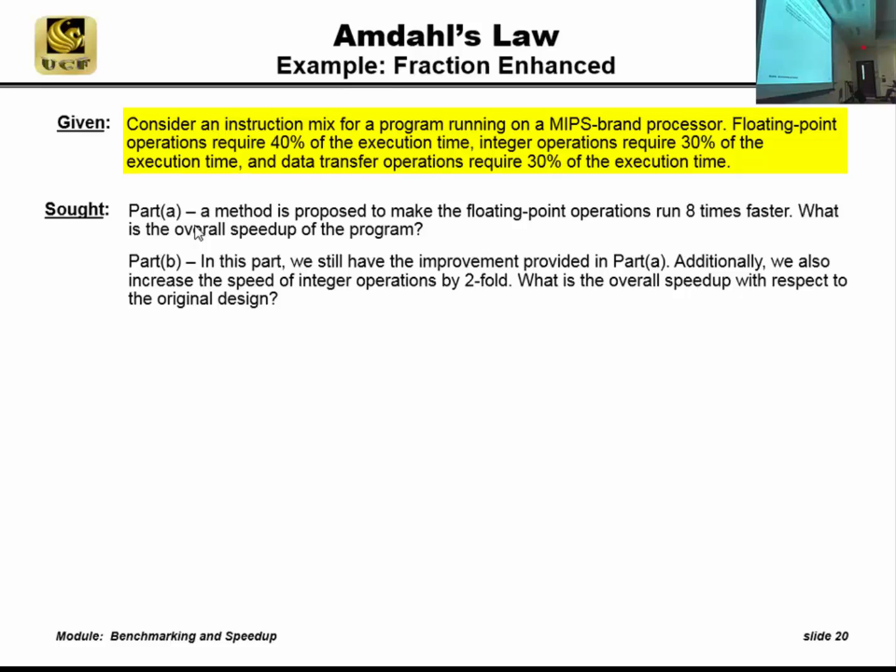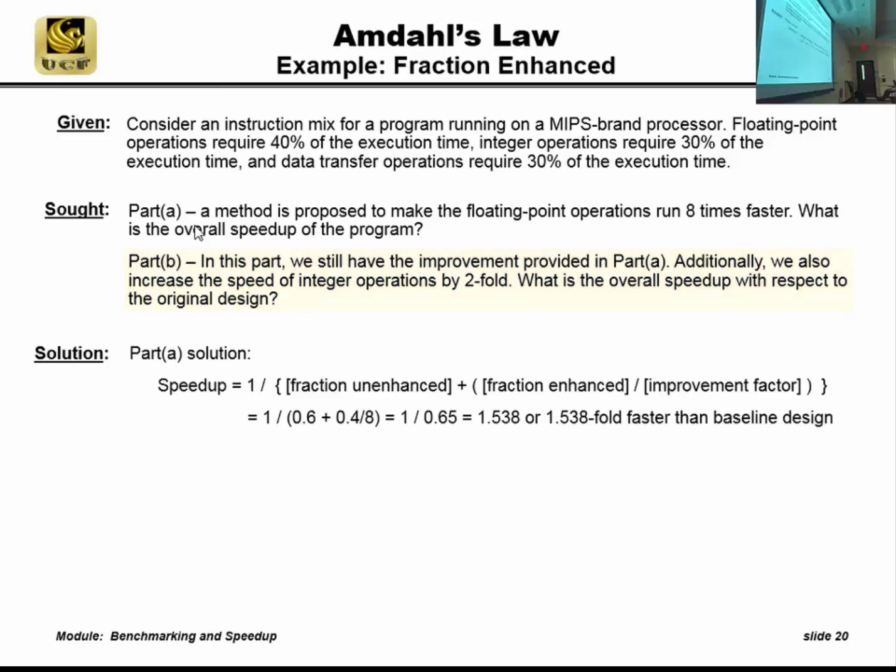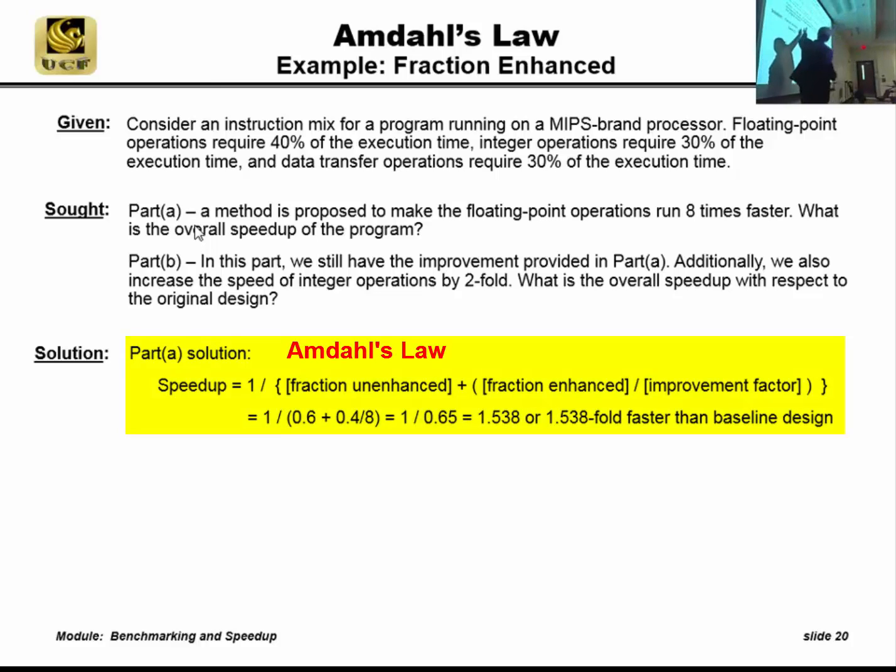So here's another example. This is a good one. We have a MIPS processor. Floating point is 40%, integer 30%, data transfer 30%. These are different instruction classes. They have a different number of clock cycles. Which one do we want to speed up? We already saw some examples of doing this in the previous module. In part A, this method is proposed to make floating point 8 times faster. What's the speedup? And then part B, we're going to add an additional enhancement. We want to increase integer by 2-fold. What's the overall speedup?